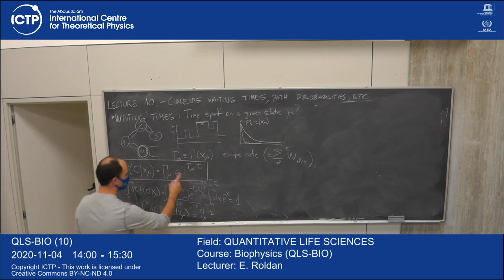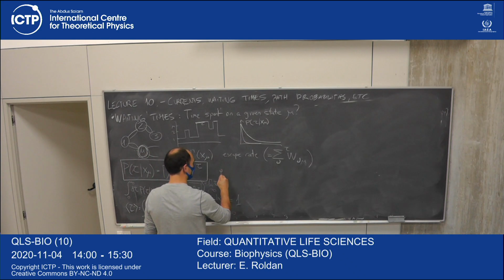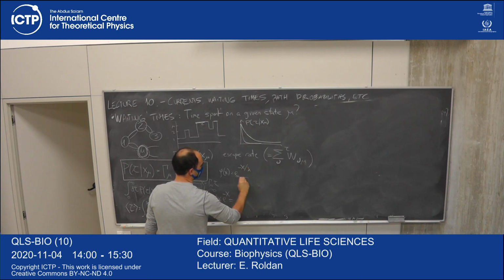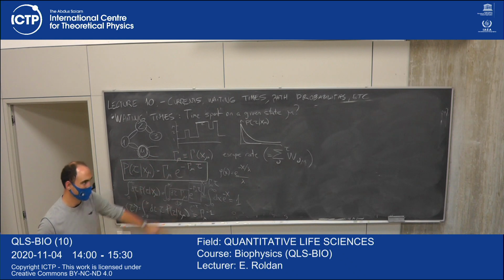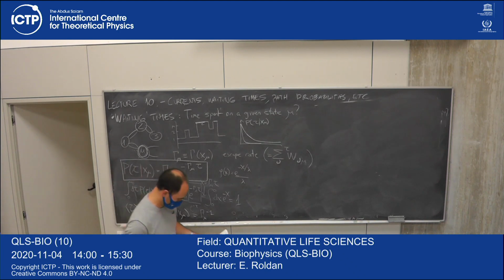Because usually when you write exponential distributions, you write it like this: e to the minus x divided by lambda. Here lambda is 1 divided by gamma mu. Nothing else than this. Just a simple comment.